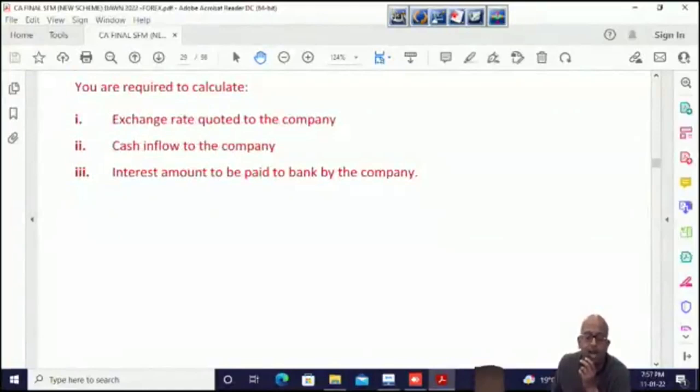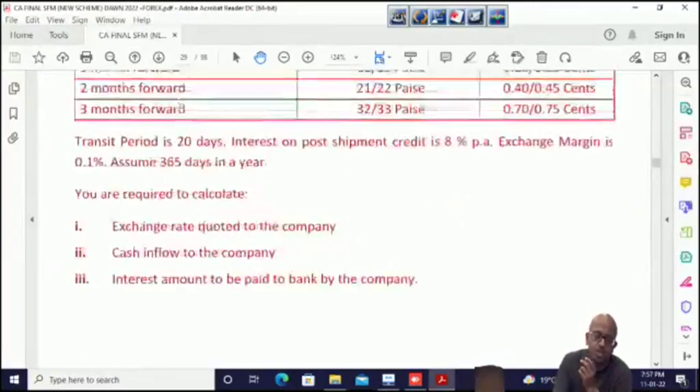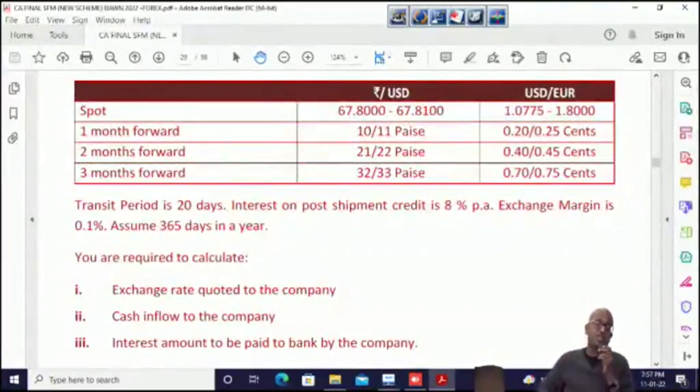Interest amount to be paid to the bank by the company. So interest amount shall be for 80 days. Interest amount shall not be for 60 days. Interest amount shall be for 80 days. So you calculate interest for 80 days, at the rate of 8%.